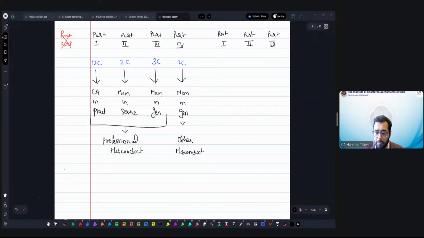Anyone? No? Okay. The difference with respect to the misconduct is that if there is an other misconduct, then the disciplinary action will be taken accordingly. If it is a professional misconduct, then the disciplinary action will be taken accordingly. When we go through the disciplinary actions and the mechanism, we will understand how it differs for other misconduct and professional misconduct. Clear? So it is directly related to the disciplinary mechanisms as they work.